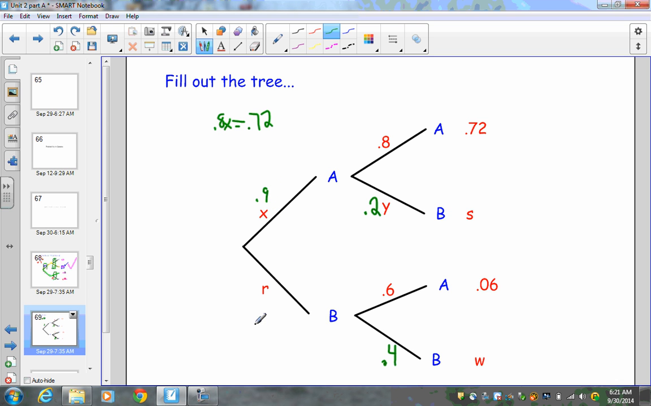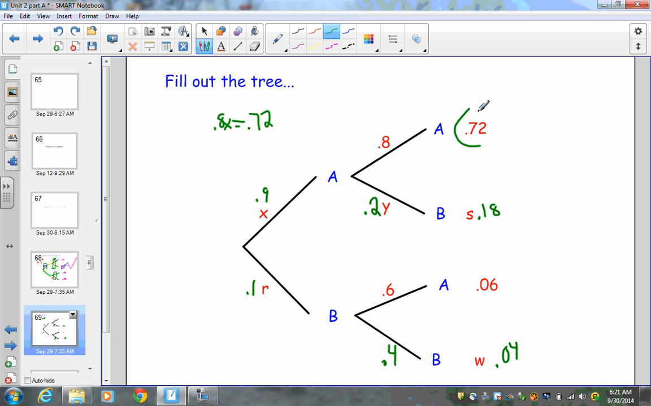Now, if x is 0.9, r has got to be 0.1, because remember, all this equals 100%. Now, 0.1 times 0.4 gives me 0.04, but I forgot about S here. 0.9 times 0.2 gives me 0.18.